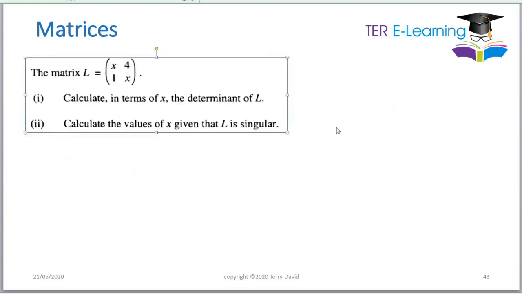Alright, so look at this. This is an actual exam question here, right? So they have a matrix L. The first part, they want us to calculate in terms of X the determinant of L, right? So what I want from you, what is the determinant of the matrix L? That's the first thing I want. What is the determinant in terms of X?